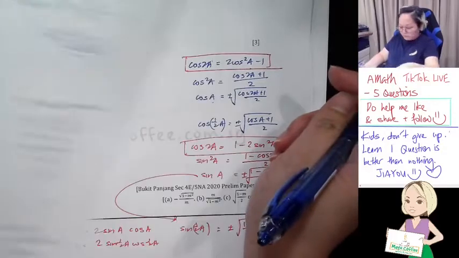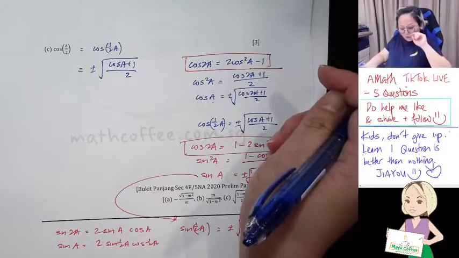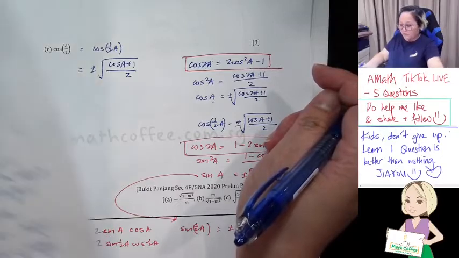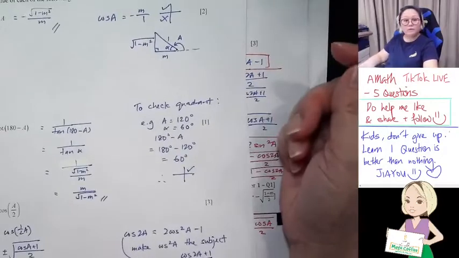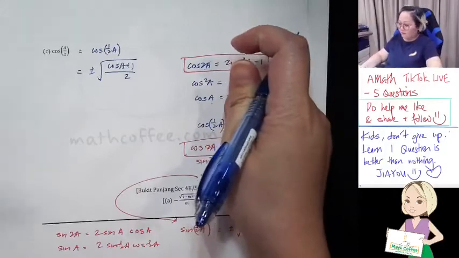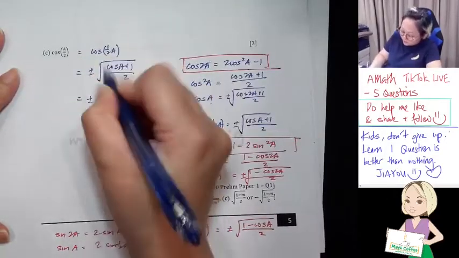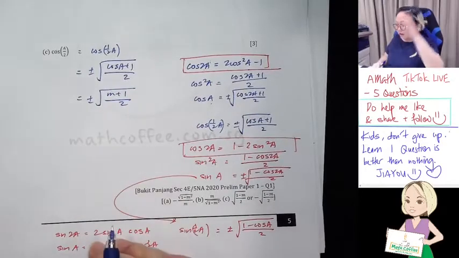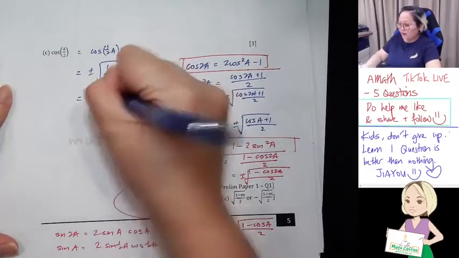Okay? Which is m. Is it m? Yeah, m over 1. So it's just m. So it means it is plus minus square root of (m plus 1) over 2. But be careful. Remember just now we said that cosine A is in the second quadrant, so it's supposed to be minus m.